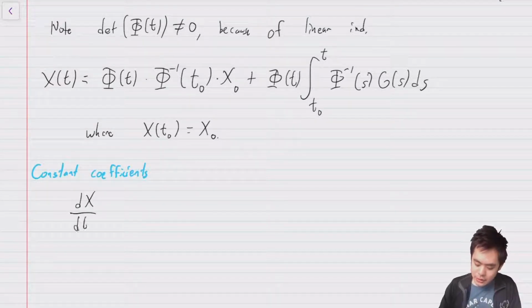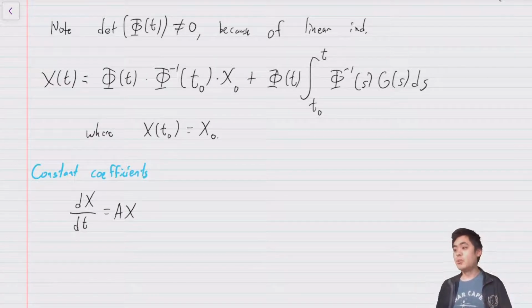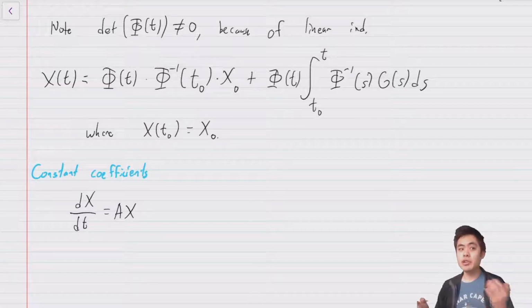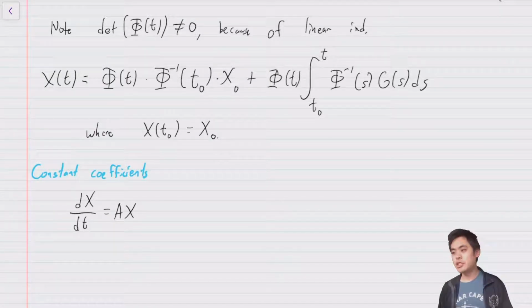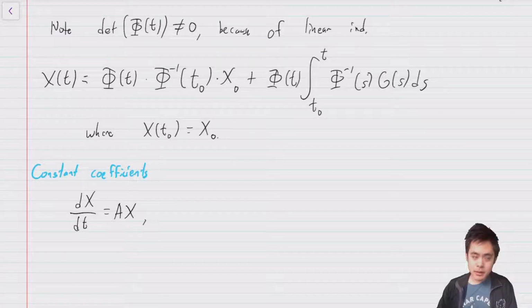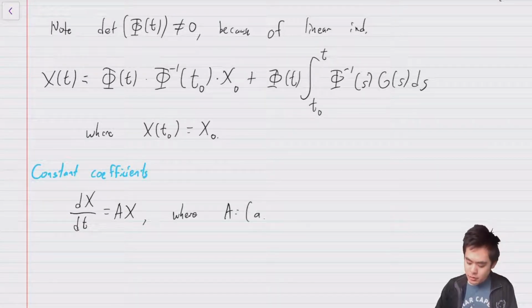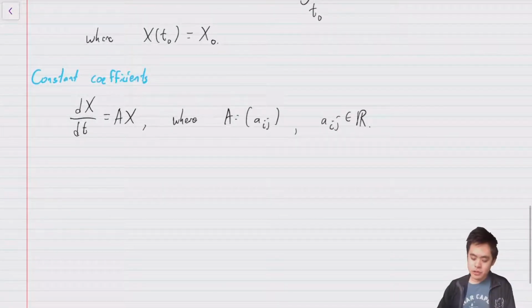So if we have dx dt is equal to Ax, I'm going to solve the homogeneous version first, because for the inhomogeneous version, you can then just solve for the particular solution and add it to a general set of solutions for the homogeneous equation. Where A's coefficients are aij, and our aij's are real. So we'll assume that all of our coefficients are real.